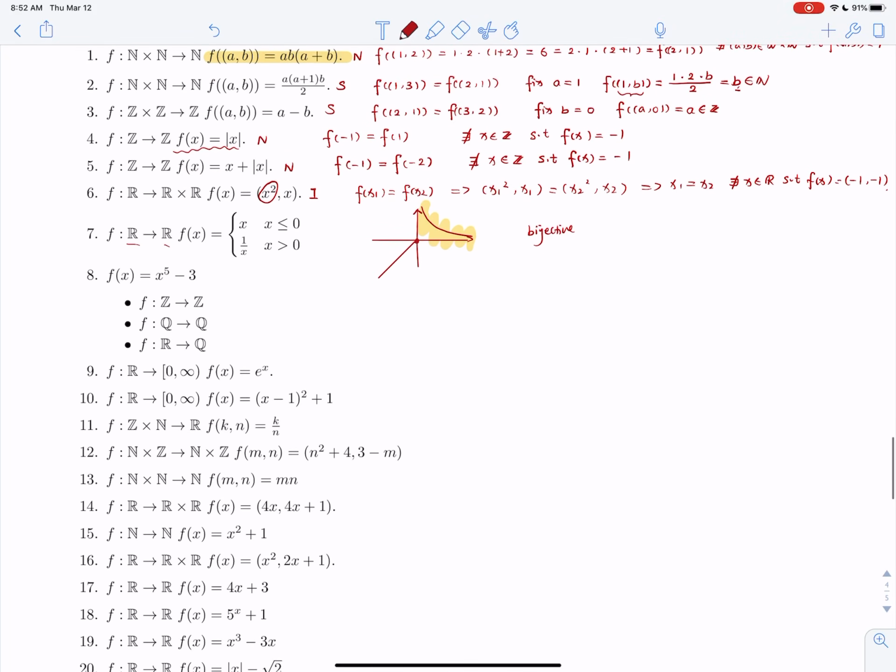Number 8, there is a typo. This should be real number here.